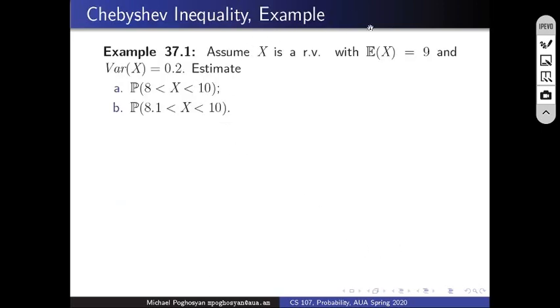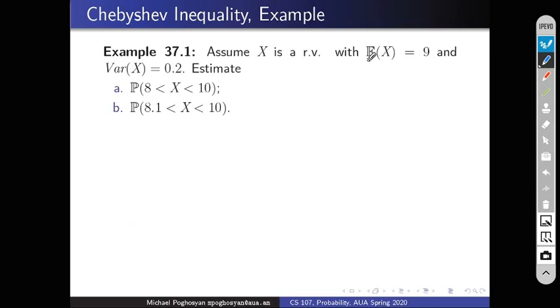So one example: assume x is a random variable with expected value 9 and variance 0.2. Estimate this probability. So x, now 8, 10. I want to find, or estimate, the probability that x is here. The expected value of x is 9, just the midpoint. This is the expected value of x. Okay, this is nice because I will have a symmetric interval around that expected value.